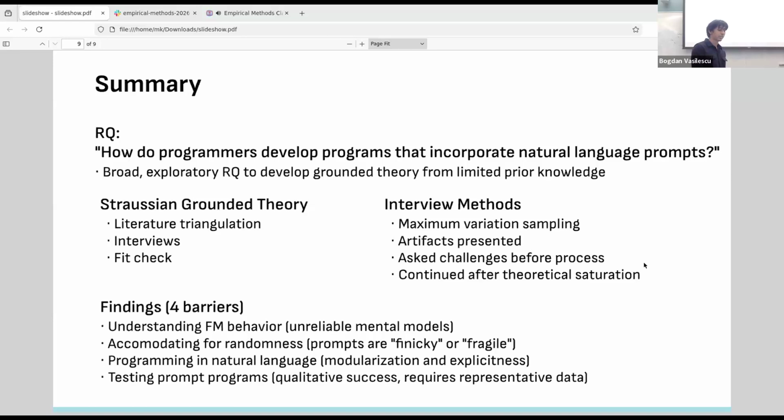So their findings: they also had a diagram of the process for how they theorized that people write these prompt programs. And then there were also these main 4 barriers that they grouped their codes into. This was understanding foundation model behavior, accommodating for the randomness and stochasticity, and then accurately using their language and testing the prompt programs.